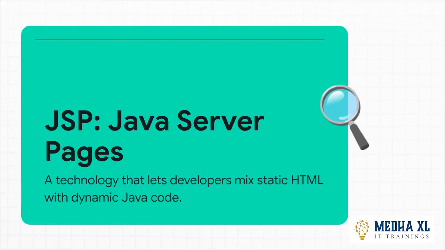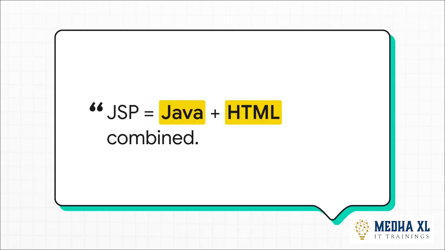So what is JSP, really? Well, the name kind of gives it away. Java Server Pages. The big idea is that it lets a developer take a totally normal web page, built with HTML, and then inject little snippets of powerful Java code right inside it. That's how you make specific parts of the page come alive. Honestly, if you only remember one thing from all this, make it this right here. JSP is just Java plus HTML living together in the same file.